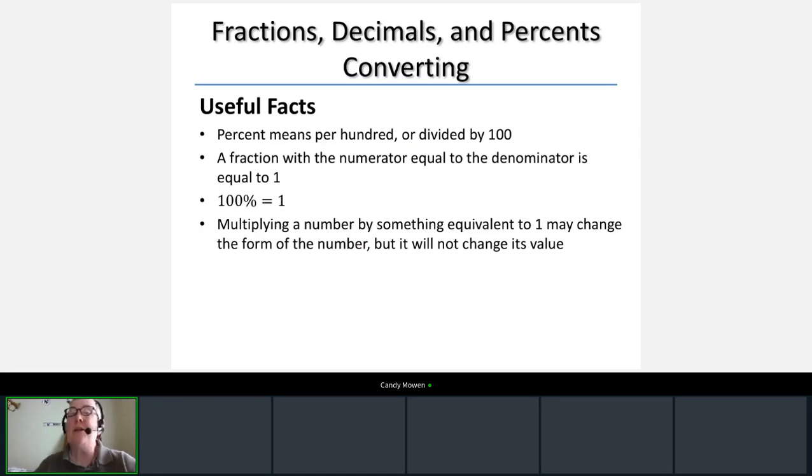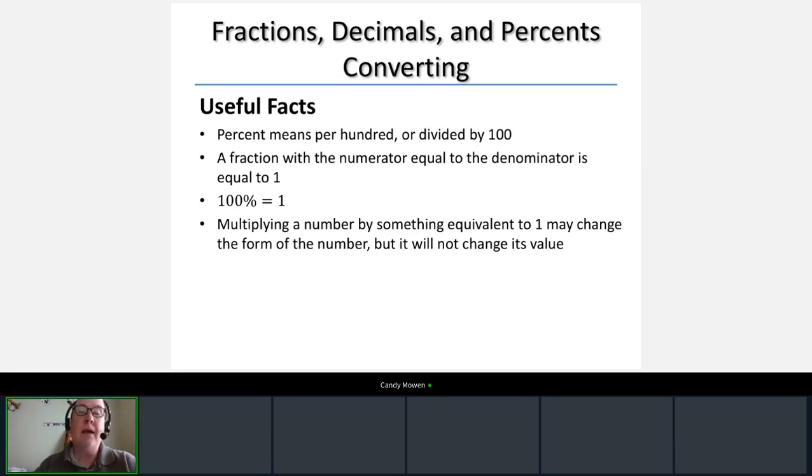Some useful facts. Percent means 100 or divided by 100. And on some of these examples, folks, I'm going to be giving you something that I feel is a way that's easier maybe than what's presented on the PowerPoints, but I will show you both and whichever one you like to solve with better, please use whichever one you prefer. A fraction with the numerator equal to the denominator is equal to 1. So 100% is equal to 1.